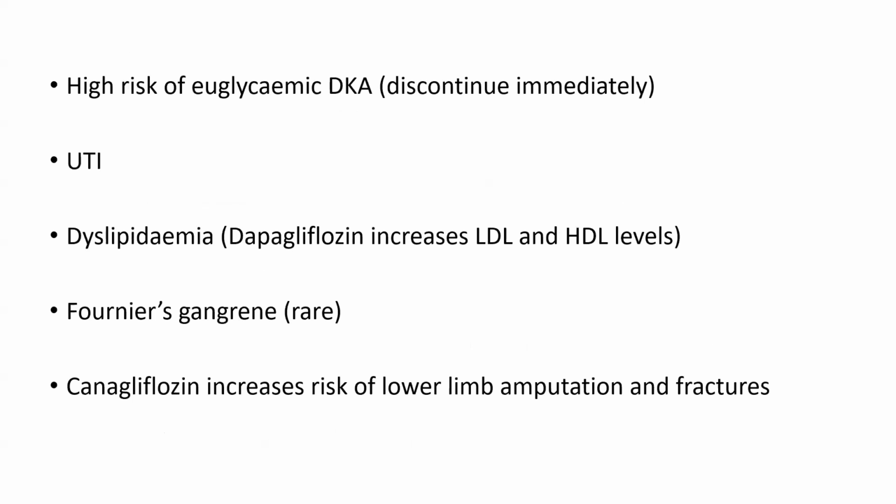So there is high risk of euglycemic DKA. If DKA happens, you have to discontinue immediately. Why DKA happens is because with this there is a rapid increase in the urinary glucose excretion. So the urine glucose excretion will be more, and there will be a rapid decline in the plasma glucose levels, and therefore a decrease in the plasma insulin levels, with a compensatory increase in the glucagon levels, which can ultimately lead to DKA. So there is a high risk of euglycemic DKA, and if that happens, you have to discontinue immediately, and you cannot restart the patient on SGLT2 inhibitors.